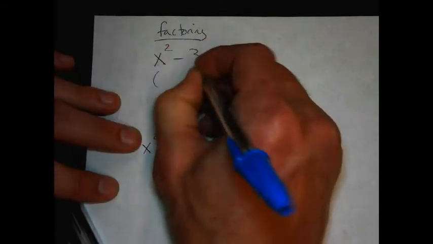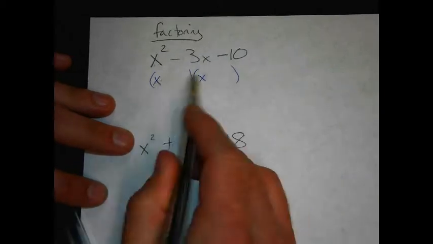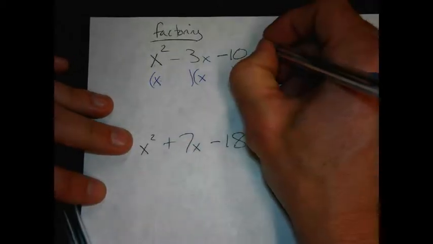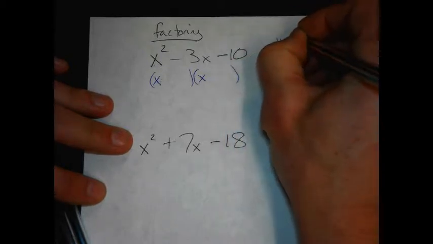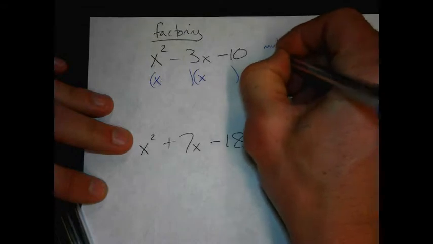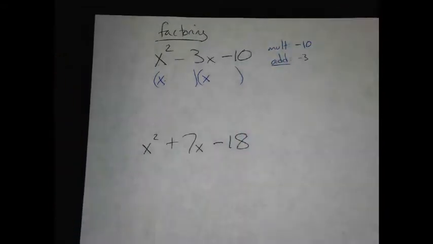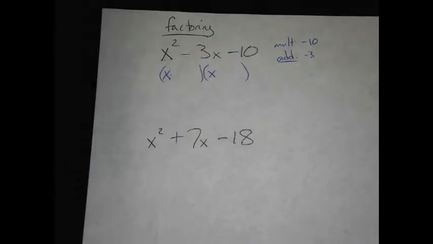If the coefficient for x squared is 1, we can tell right away that our two factors are going to have x and x. The only question is, what two numbers multiply, in this case, to negative 10, but then add to give us negative 3? Okay, so this is the question. What two numbers multiply to negative 10 but add to negative 3?